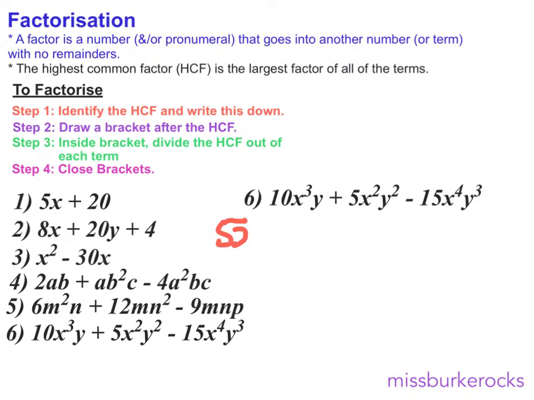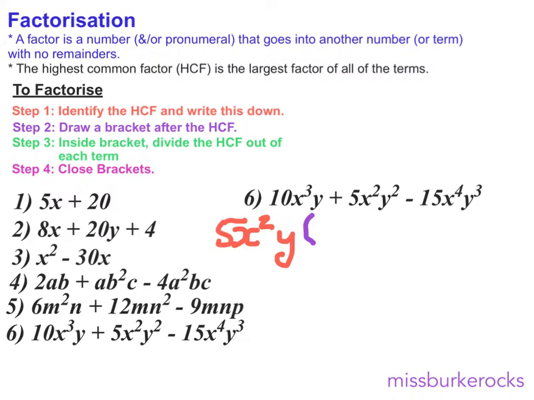So x squared. Then I need to have a look and see, is there anything else that can be divided out? And all of them I can divide out y, because we have y, y squared and y cubed. So write that in as well. So then that's everything that is a factor of all 3 terms. So I draw in my brackets. Then I need to actually divide out that highest common factor out of all 3 of my terms.